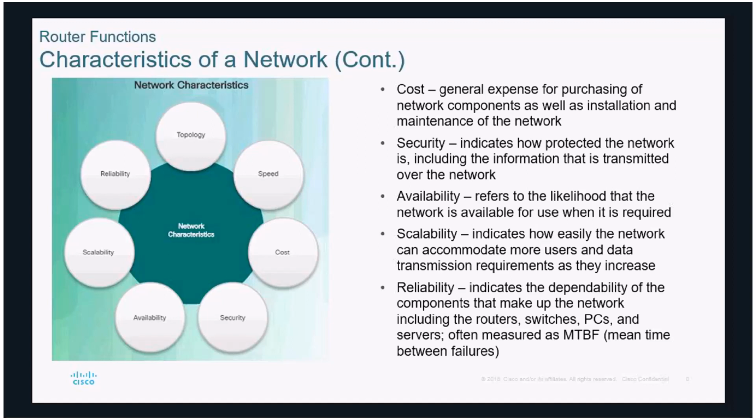Cost is the expense of the components, but also of maintaining and installing a network. Security is the protection of information and transmission. Availability is the uptime and the likelihood of that uptime. Scalability: can we increase the size of a network and decrease it as users or data transmission requirements change? Reliability is the dependability of the devices involved. Downtime: how much time is there between faults? There's an actual acronym called MTBF, the mean time between failures, which is how often failures occur on average.